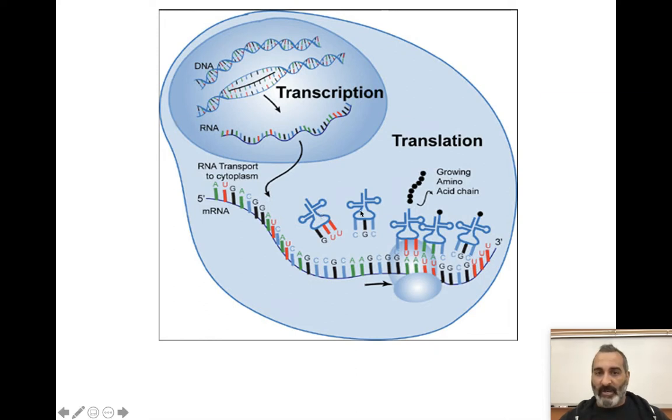These are your tRNAs here carrying these little black things called amino acids. It's creating a chain of amino acids, creating a polypeptide that will become a protein.